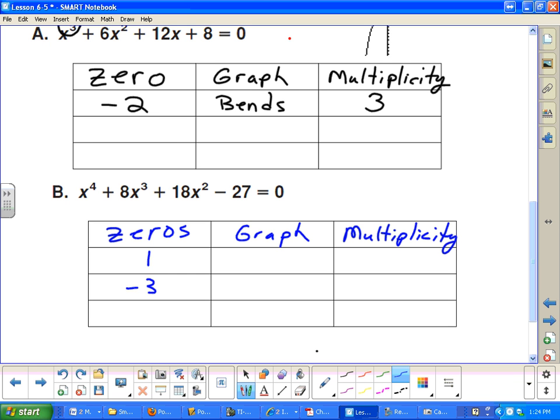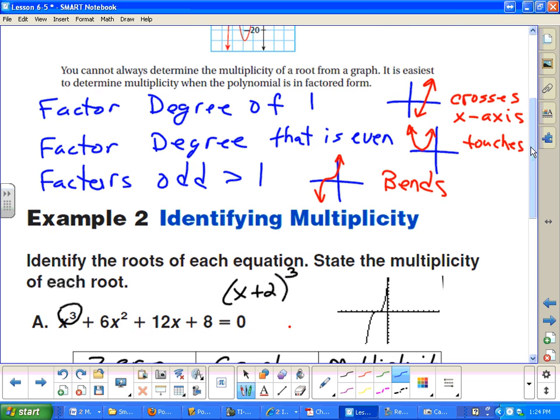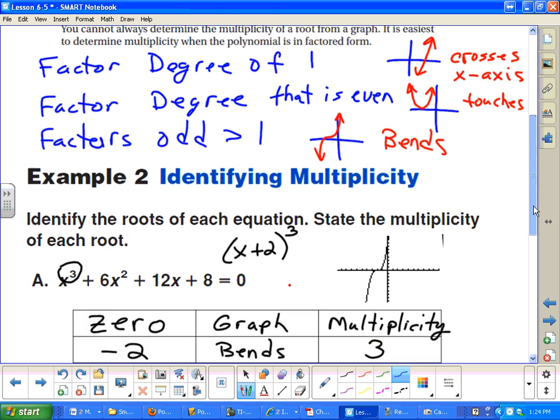So what does the graph do at 1? It's going to do one of those three things. Does it cross it, touch it, or bend? At 1, it crosses, okay? Well, if it crosses, there's only one option. It has to be equal to what? 1. Okay? It can only be 1, because if it crosses, that means it looks like a linear function there. So the degree of it has to be 1, so the multiplicity is 1.